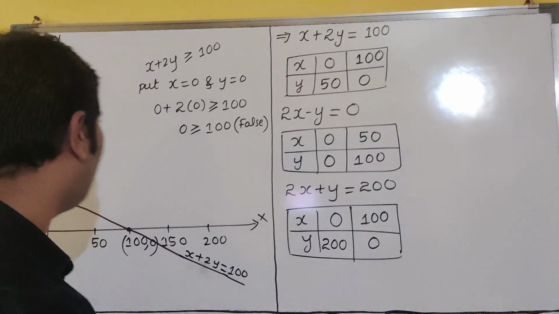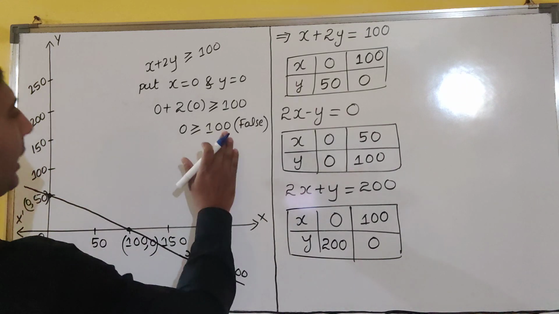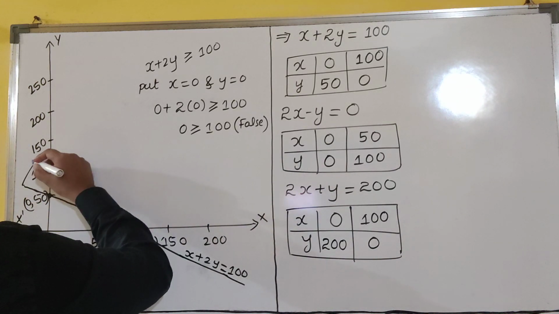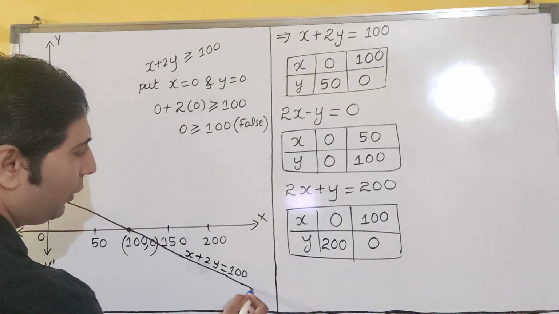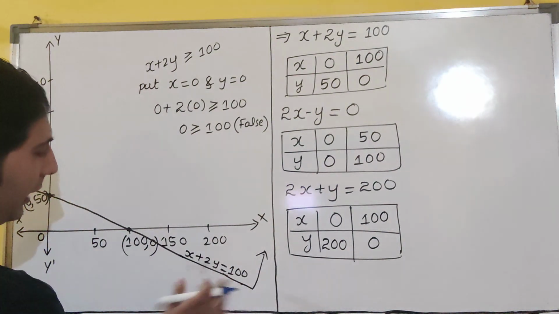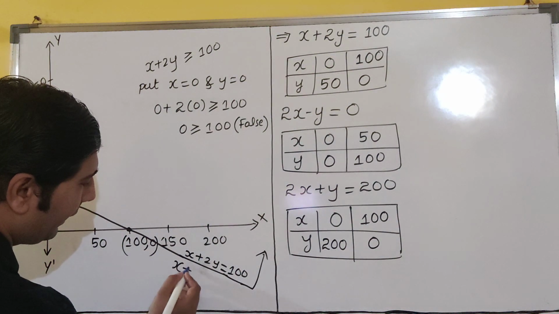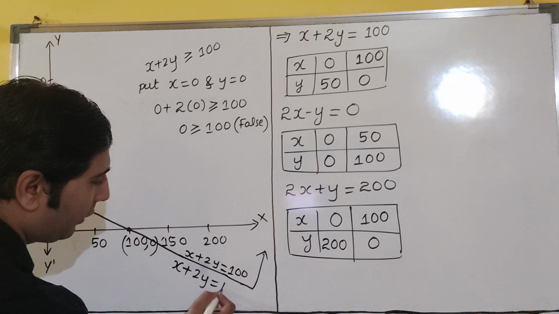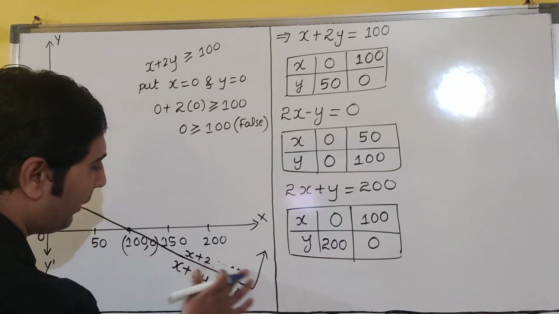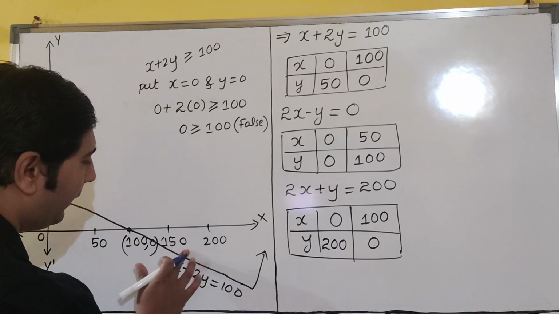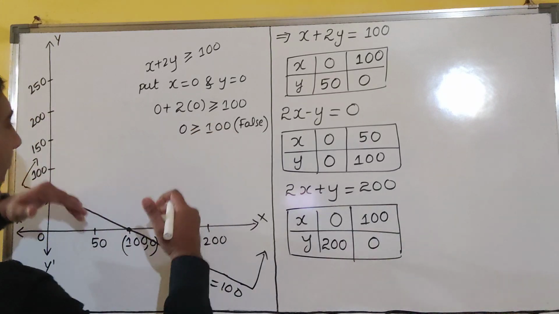It does not contain origin, dear students. If it is not containing origin, it will go upward. Shading will go upward, dear students. So otherwise I will write the equation of line here: x plus 2y is equal to 100. So better I will remove this side. Fine. You will understand shading is moving upward.